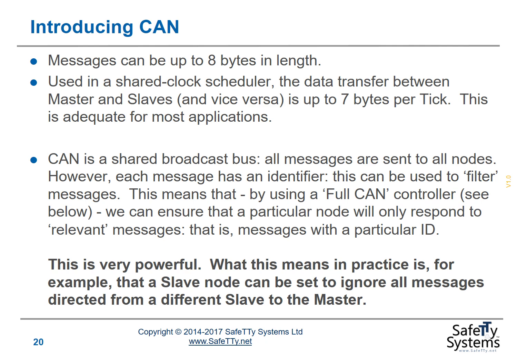This is very powerful. What this means in practice, for example, is that a slave node can be set to ignore all messages that are directed from a different slave to the master. In other words, the slave node will only respond to the tick messages that are addressed to it, so any other messages that are sent on the bus won't generate an interrupt on a particular slave.